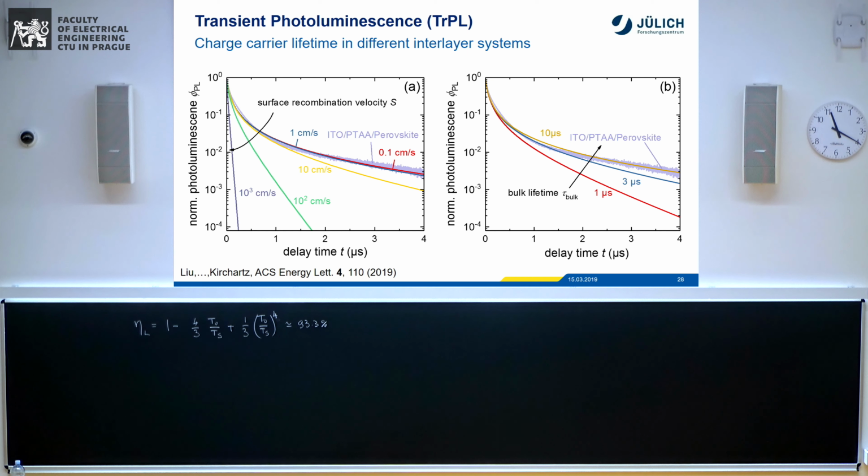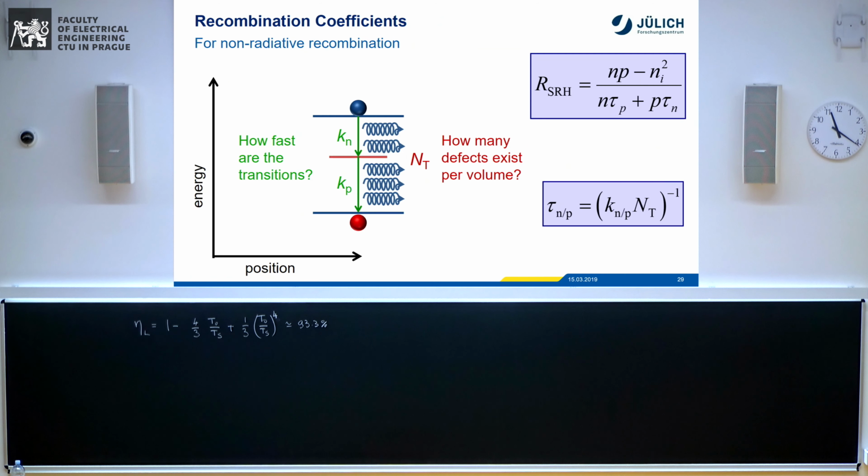If we do the opposite, so this is the same graph as before, and this is now assuming that surface recombination is exactly zero, then we see that something like above 3 microseconds bulk lifetime explains the data well. Yeah. So this is a very small number and this is a very large number for a direct semiconductor. Okay, this is like the end of the experimental part.